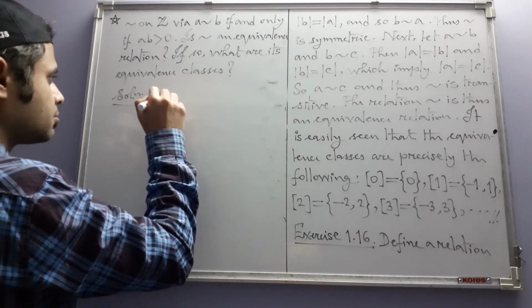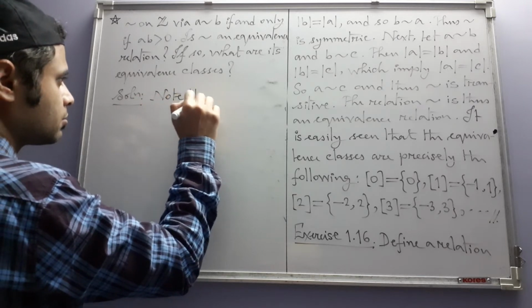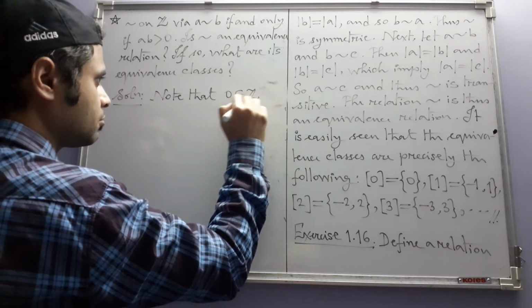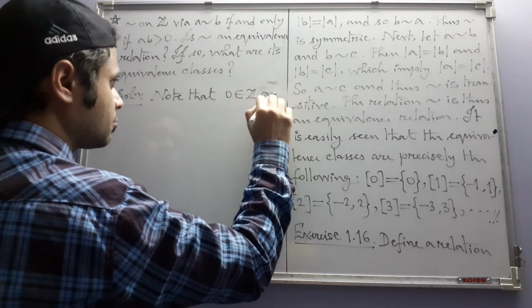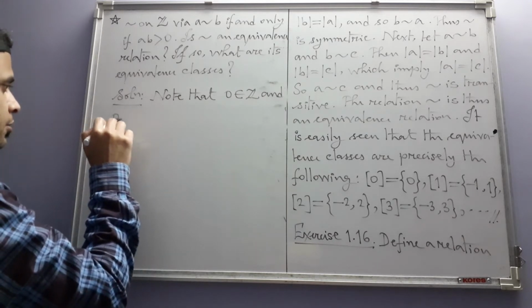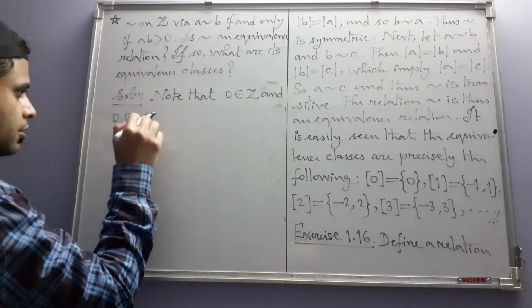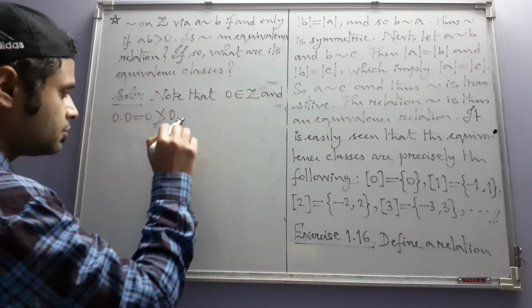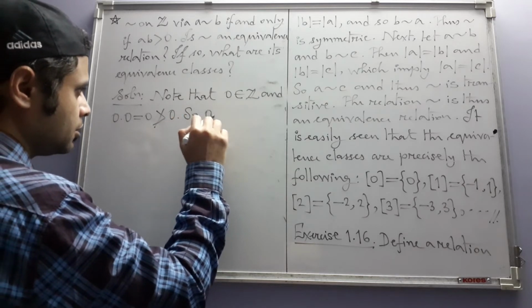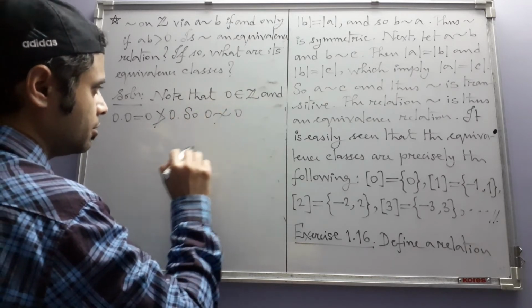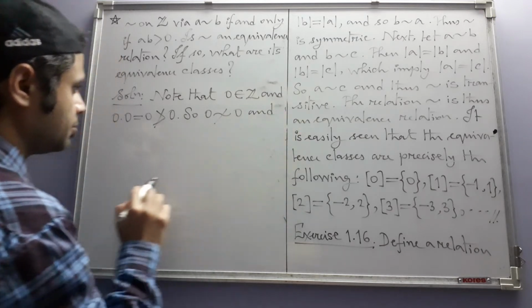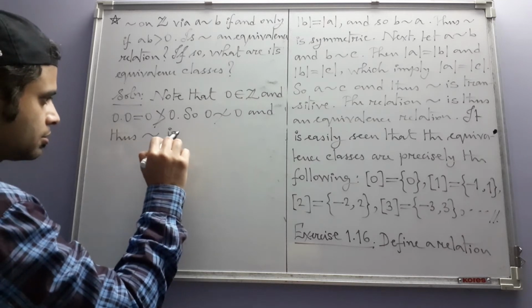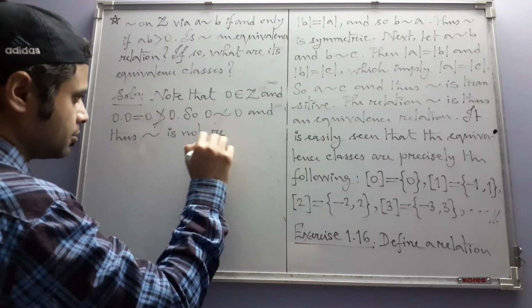Note that 0 times 0 is 0, and that is not greater than 0. So 0 is not related to 0, and thus the relation is not reflexive.